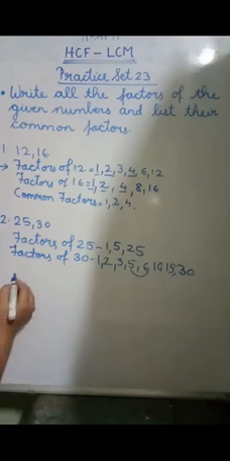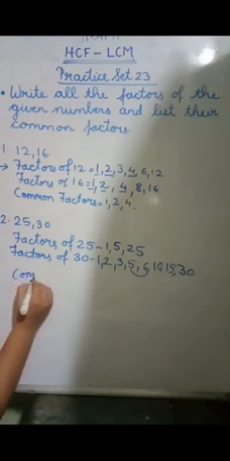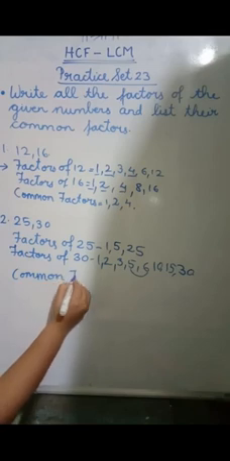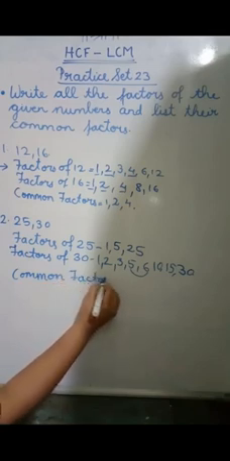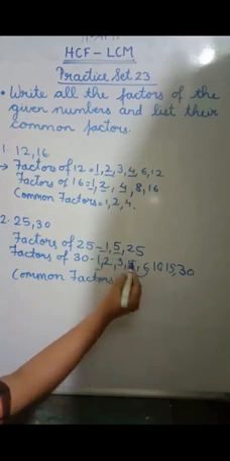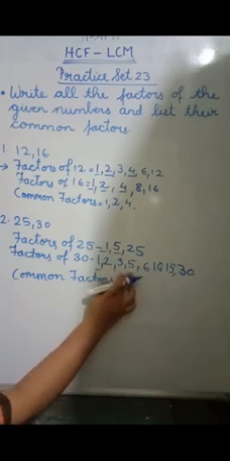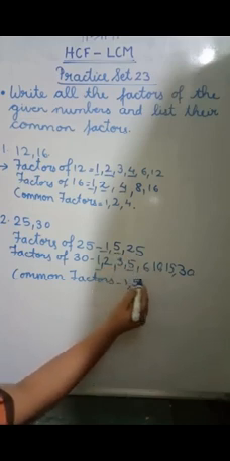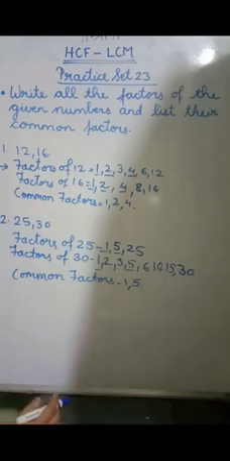Now we will find out the common factors. What are the common factors? 1. No 2. 5. This I'll erase. Okay, 5. And do we have 25? No. So the common factors are 1 and 5. Here is the next sum, that is 56 and 72.